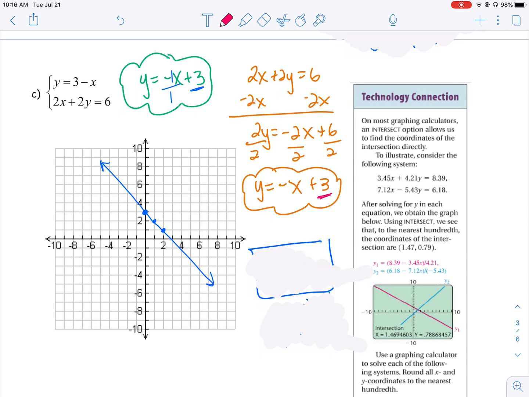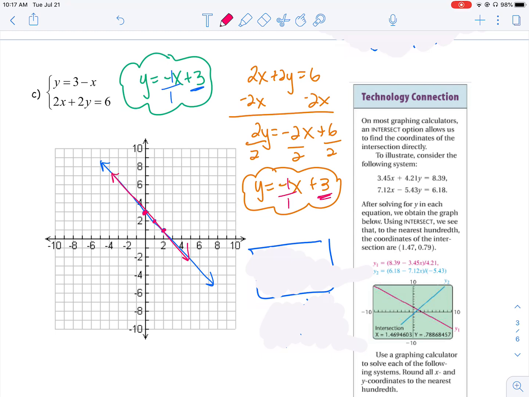It looks like my second equation has a y-intercept of positive 3. It looks like my second equation has a slope of negative 1, or can I say negative 1 over 1? That means I'm going to go down 1, right 1. Down 1, right 1. You notice anything? And maybe you noticed it a lot sooner than I did. You notice that they're the same exact graph?